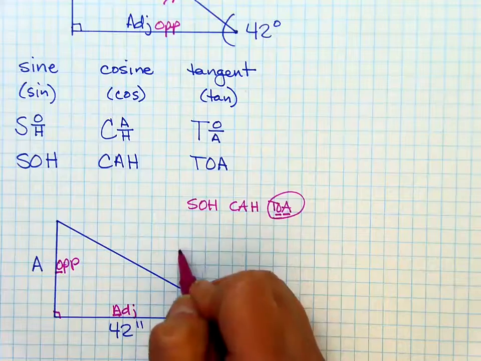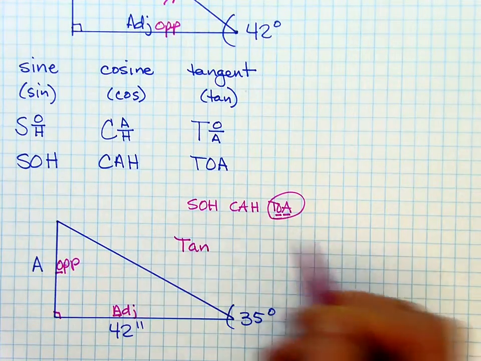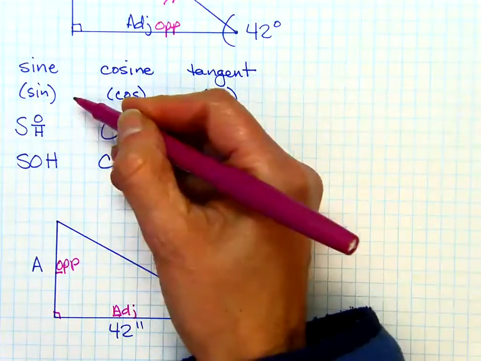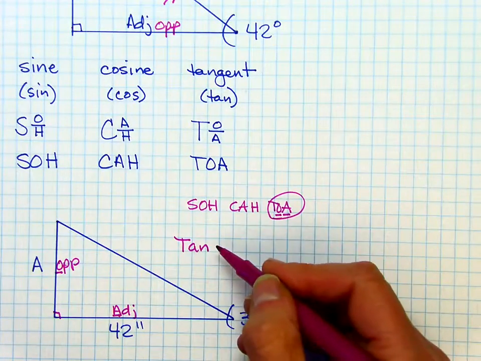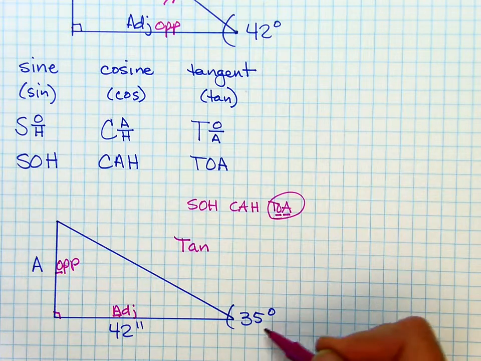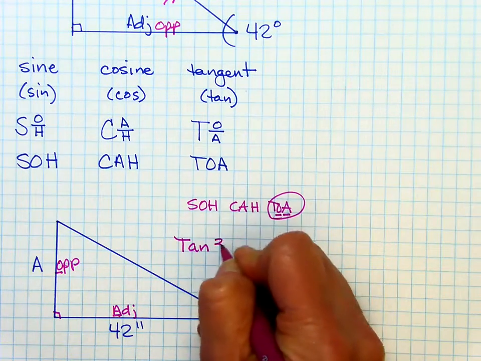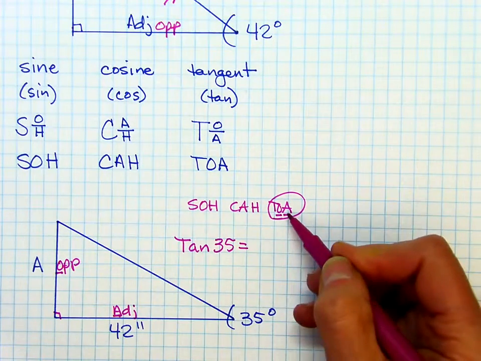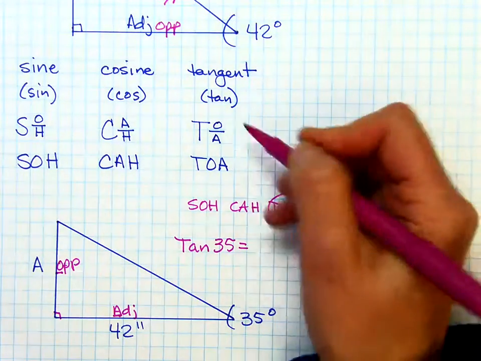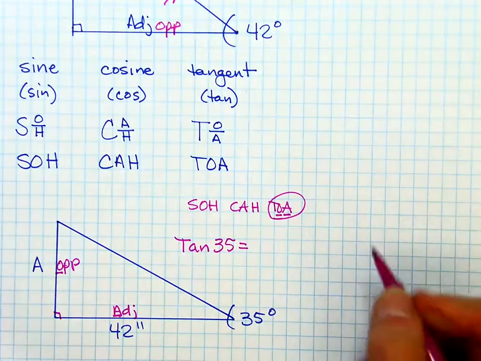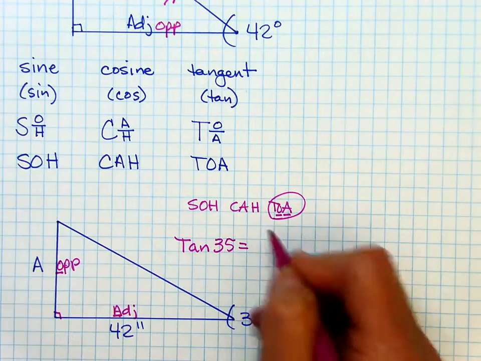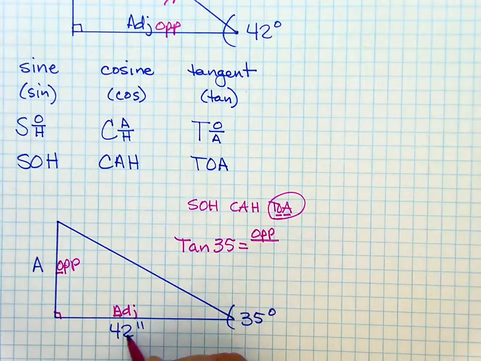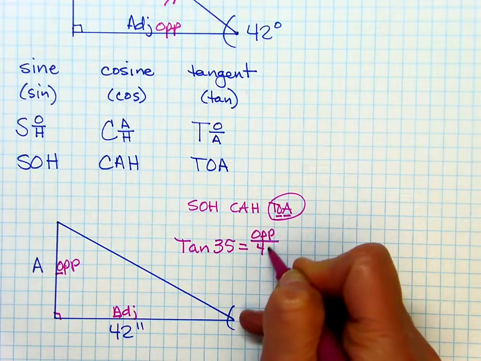We're going to first write out the function tan, and I'm going to use these calculator abbreviations when I'm writing it out. So tan, and then we're going to input the angle. So tan 35 equals, and then we're basically just setting it up as this ratio, opposite over adjacent. Now we don't know the opposite, so I'm going to write opposite, or op, and then I'm going to plug in my 42 for the adjacent.